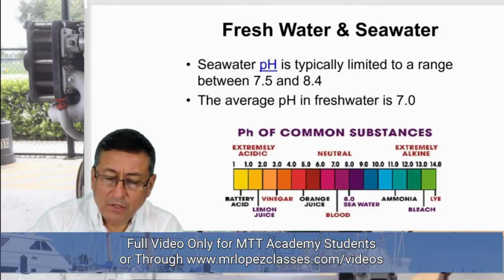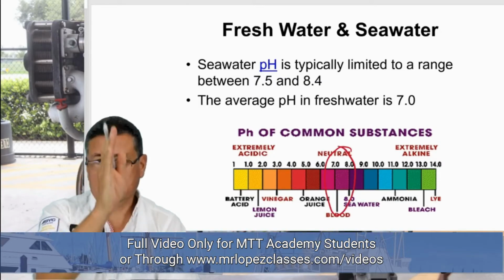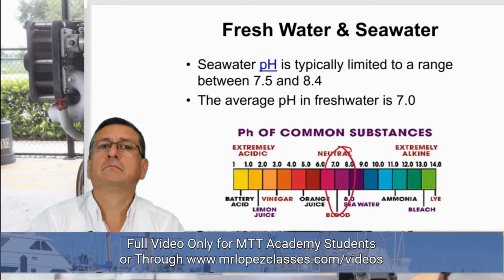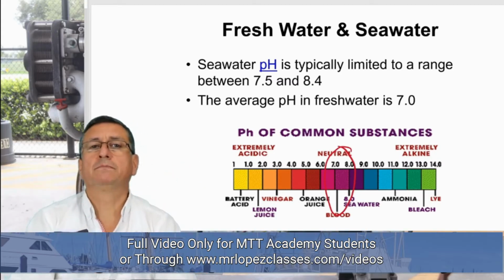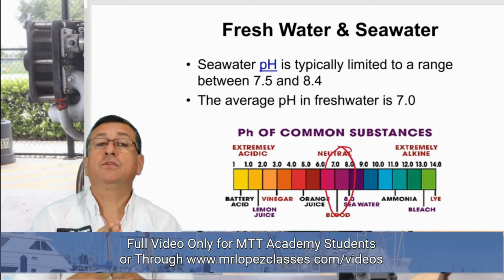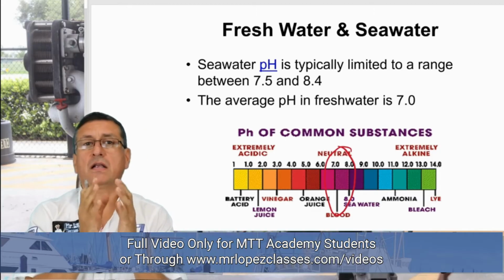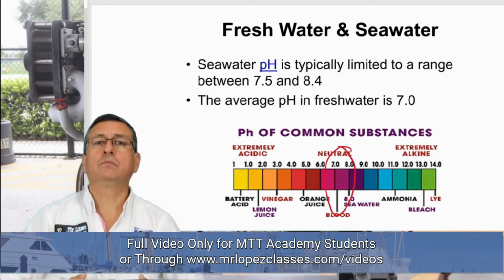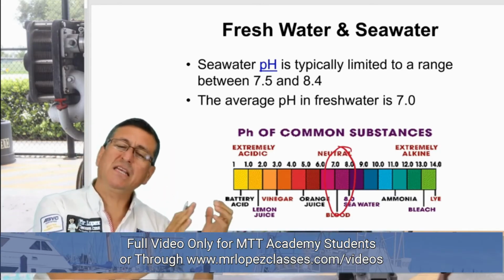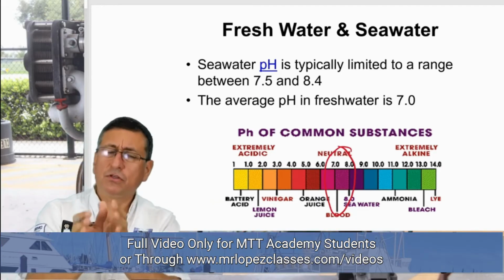In the middle, this is neutral. This is the point where the situation is better. In your body, if you try to keep the pH around 7, your body is stable. Too much acidity is not good. Too much alkalinity is not good. I'm going to explain later.